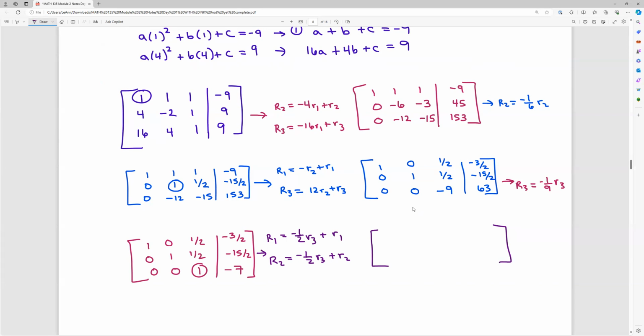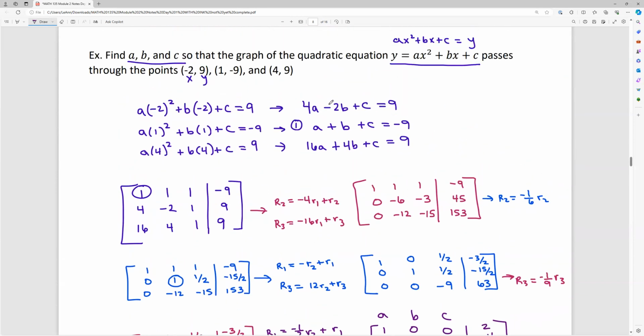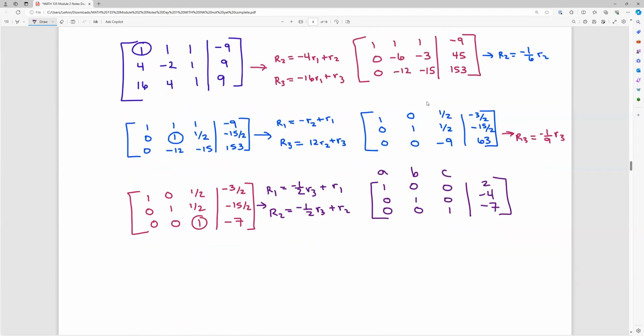So we get our third row stays the same, 0, 0, 1, and then a -7. Our first row will become a 1, a 0, a 0, and a 2. Our second row becomes 0, 1, 0, and a -4. Remember, this read as A, B, and C in those equations, because we didn't have an X1, X2, X3. We were looking for those ABCs, okay? So this right here says that A is 2, B is -4, and C is -7.